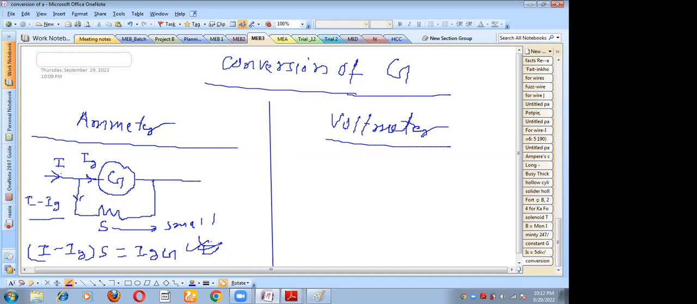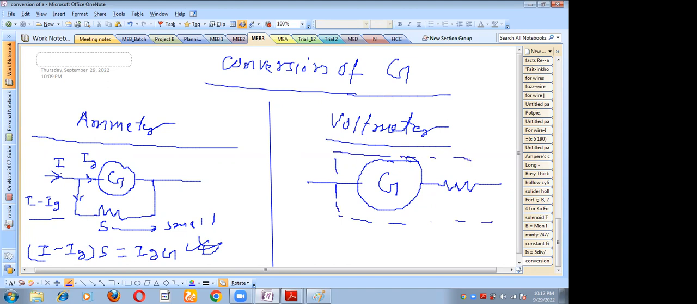Got my point? Similarly, converting a galvanometer into a voltmeter is easier than converting it into an ammeter. Suppose you have a galvanometer, and here capital G indicates the resistance of the galvanometer. To convert a galvanometer into a voltmeter, we add a resistor in series. We add a high resistance in series.